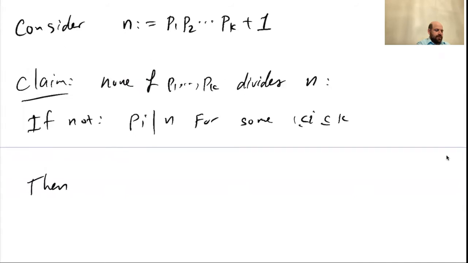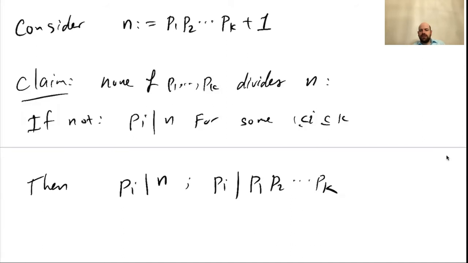Okay, so look here. pi divides n by my assumption. Of course, pi divides p1 times p2 times pk as well, right? Because remember, i is one of the numbers in 1 to k, so pi is one of the numbers p1, p2 to pk. Now, if pi divides n and pi divides p1 times to pk, pi will divide the difference between these two.